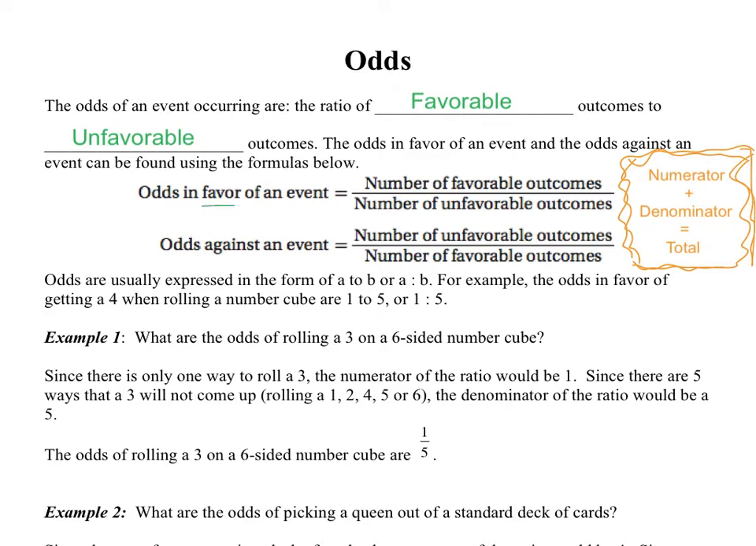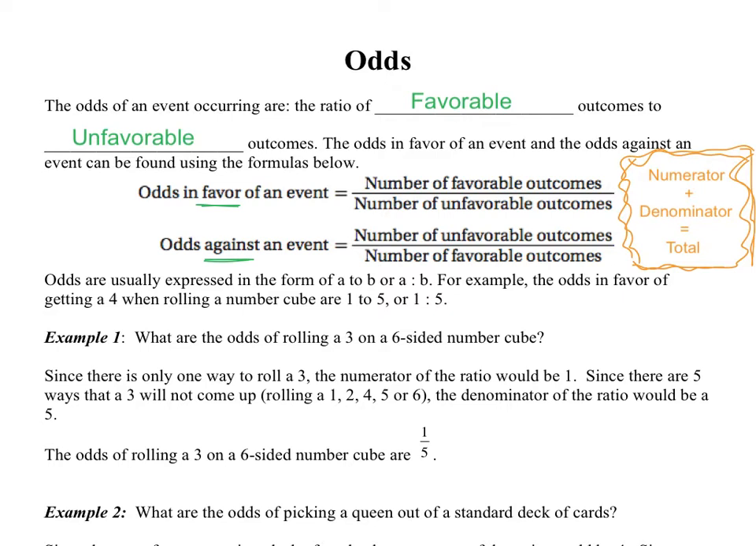So odds in favor and odds against of an event. Odds in favor are the number of favorable outcomes to the number of unfavorable outcomes. Odds against are the number of unfavorable outcomes to the number of favorable outcomes. Basically, guys, it's what you do and don't want. So if it's the favorable to the unfavorable, together the numerator and denominator have to add up to the total.